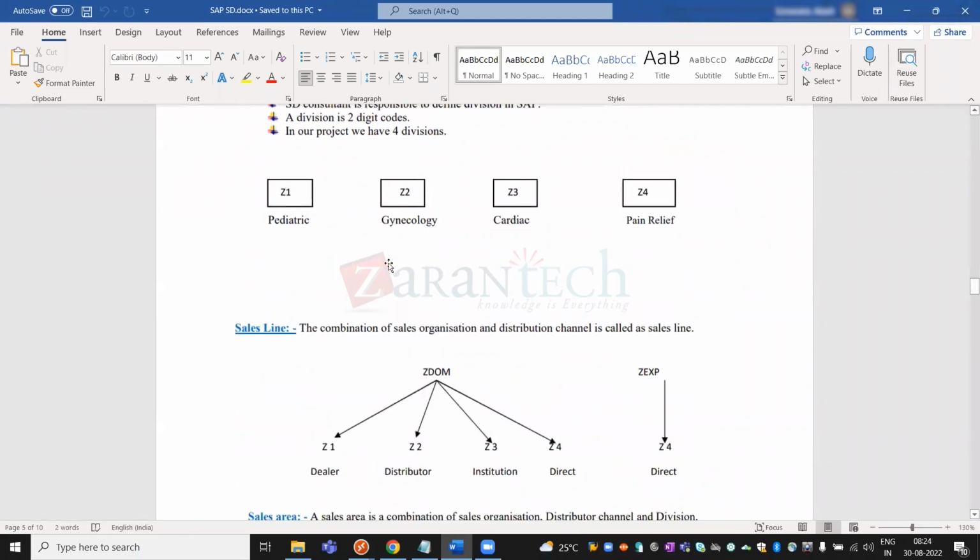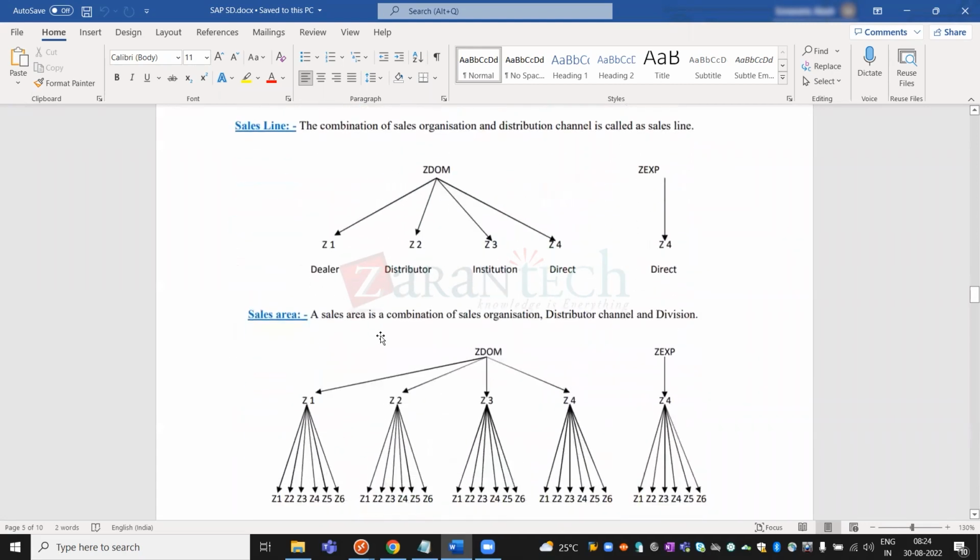Then sales line. The sales line is basically a combination of sales organization and distribution channel. It is basically a combination of two. Then sales area. Sales area is important. Sales area is a combination of sales organization, distribution channel, and division. Likewise, it is a combination of three.